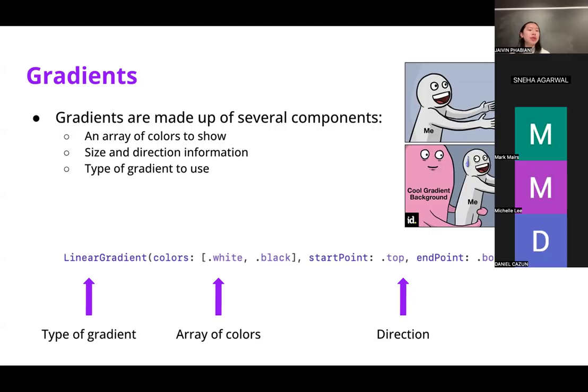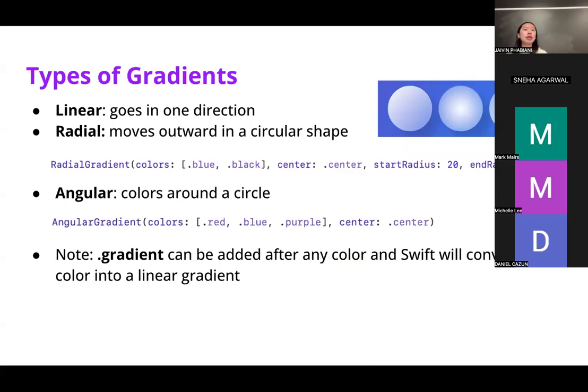So in the example below, we are declaring a linear gradient, which would be the type of gradient that we're using in this case. And we pass in an array of colors as well as the start and end point, which are the direction. And there are multiple types of gradients in Swift. So linear goes in one direction, typically from the top to the bottom, but you can change this as well. There's also radial gradients, which move outward in a circular shape. And this is the syntax.